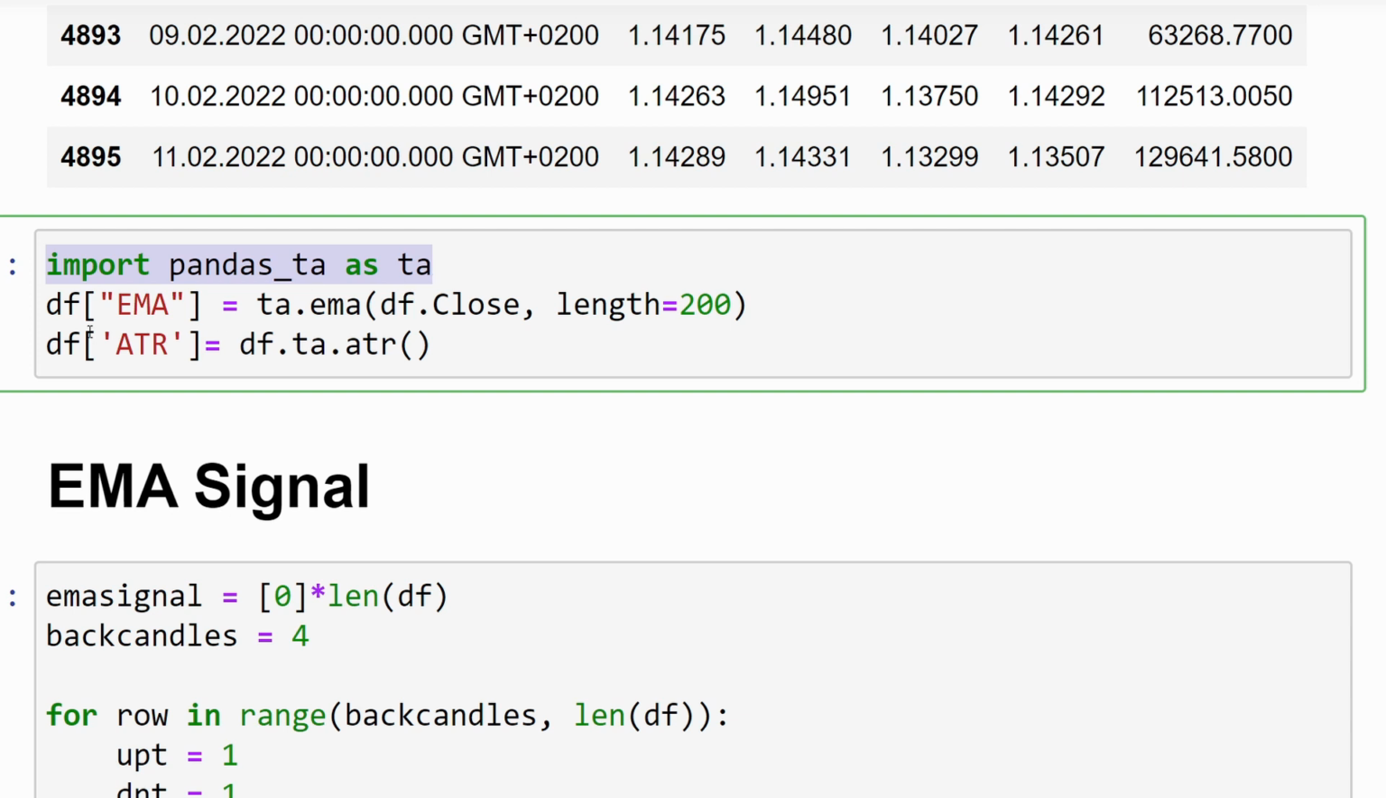I'm importing this to compute our exponential moving average using the EMA function for 200 length. So it's the 200 EMA, and the ATR for the stop loss and take profit ratios that we are going to use later on. These are added as new columns into our data frame. We have a column called EMA and another column called ATR.